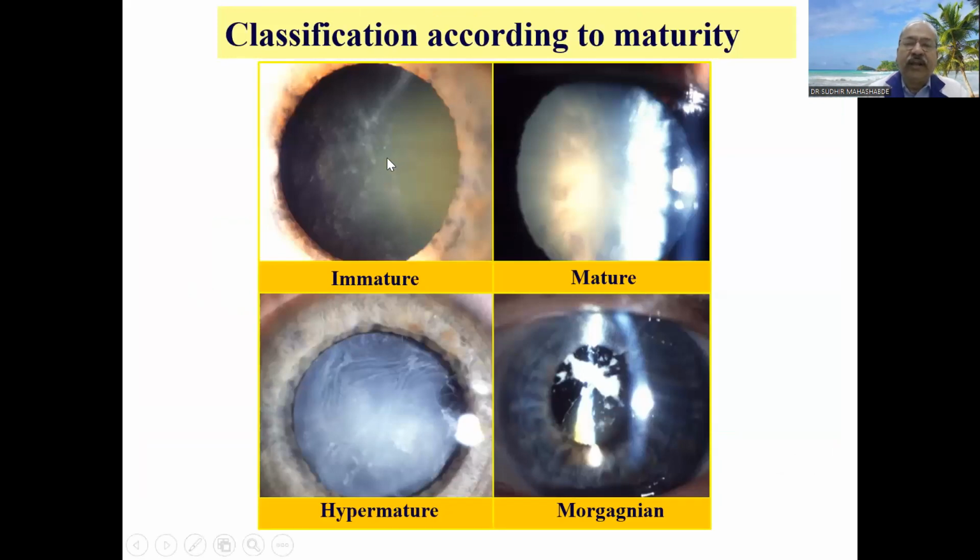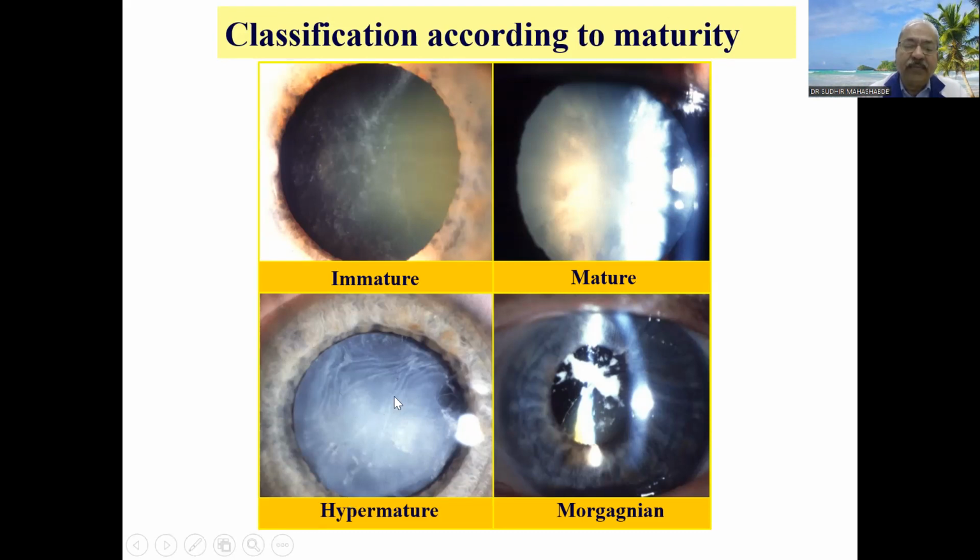So in immature cataract, some part of the lens will become opaque. When you put the light on the iris, there is a transparent area between the iris and this opaque lens. That transparent part of the lens will form an iris shadow, a black shadow, and that indicates that the lens has not become totally opaque. But ultimately, this lens will become mature, totally opaque.